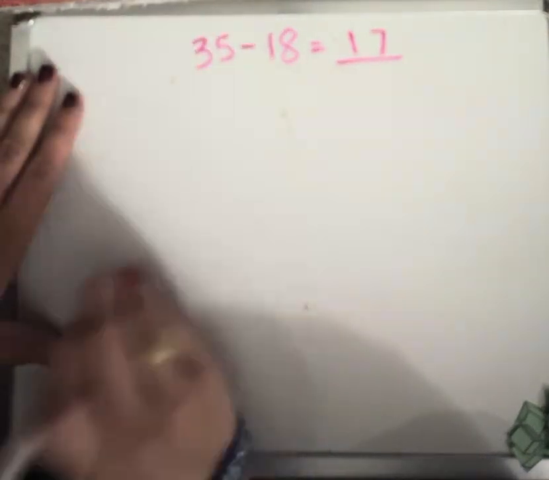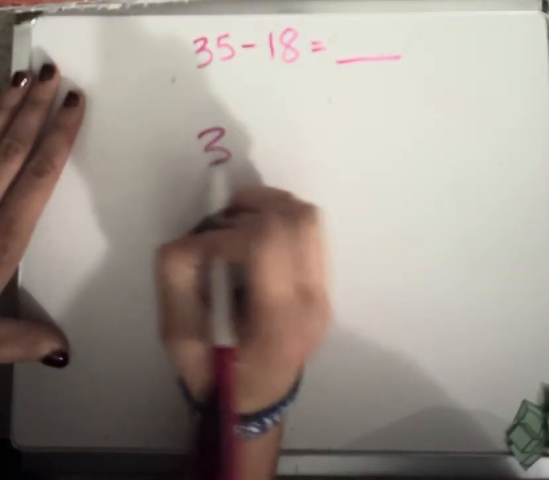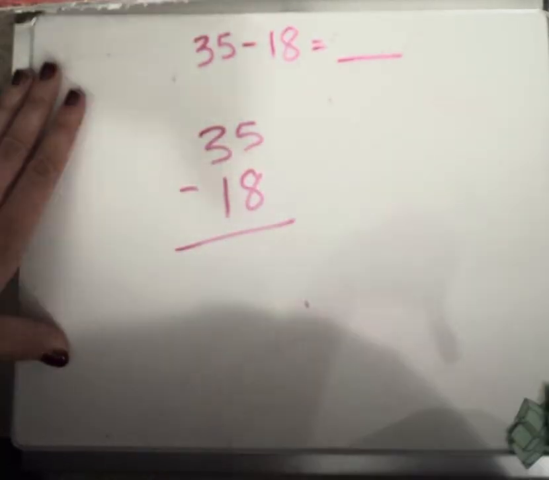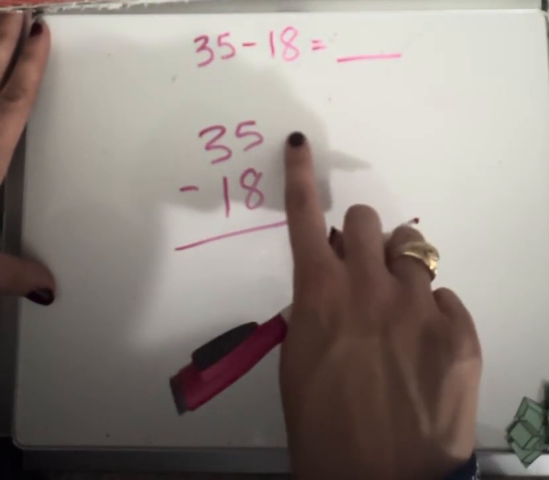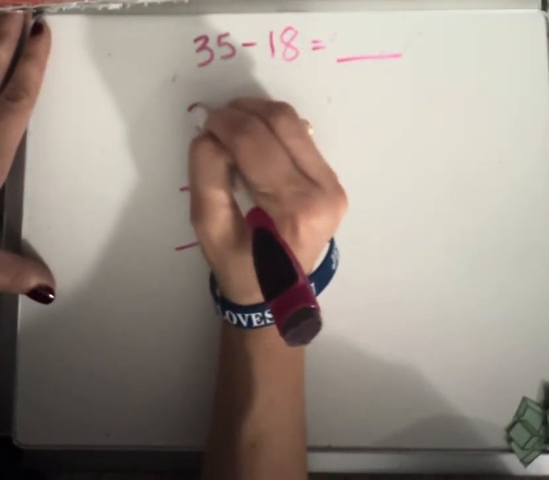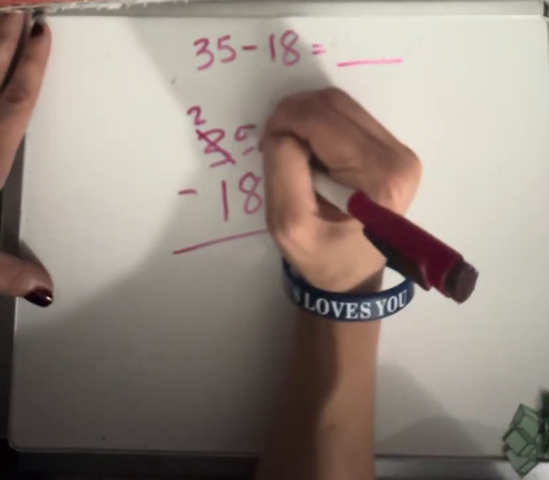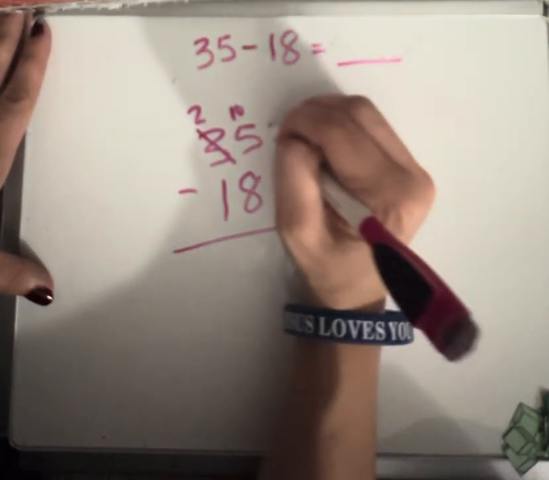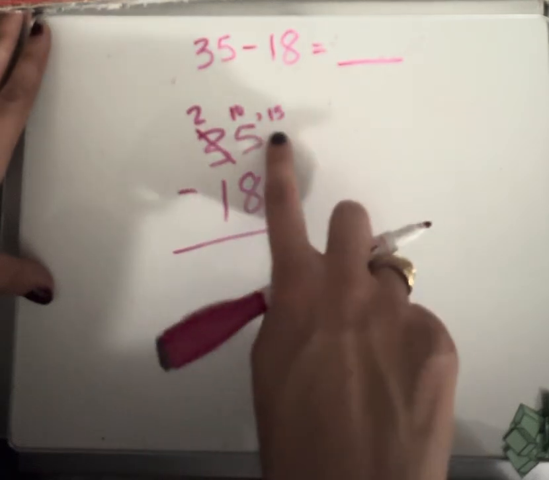Lastly, we're going to look at this equation abstractly. So we're going to write 35 minus 18. And after looking at our concrete and representational models, we know that 8 cannot be taken from 5. So what we're going to have to do is take away one of our tens, and we're going to change this 3 into a 2 because we'll have 2 tens left after we take 1 from the 3, and we're going to add 10 on top of the 5. So now we have a total of 15 ones, which we know we can take 8 from.